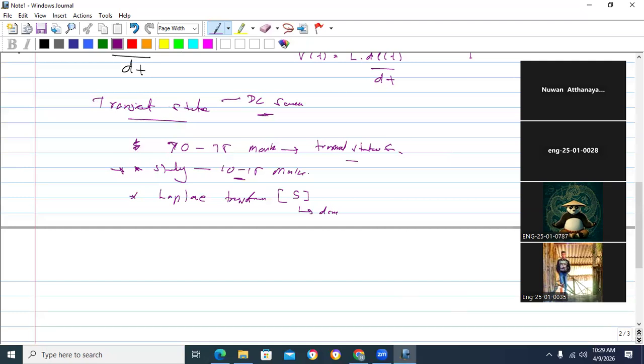So these are time domain. These analyses are time domain, okay? This transient analysis, steady state analysis, these all are in time domain. Okay, these are time domain analysis.